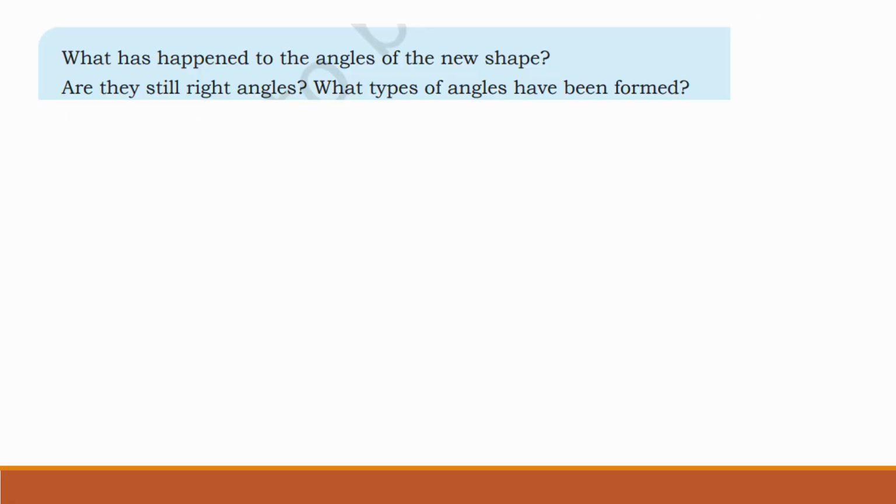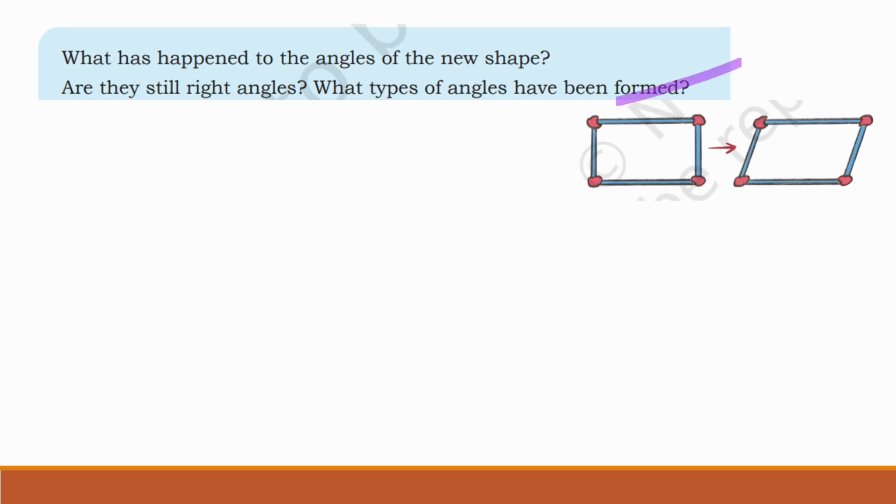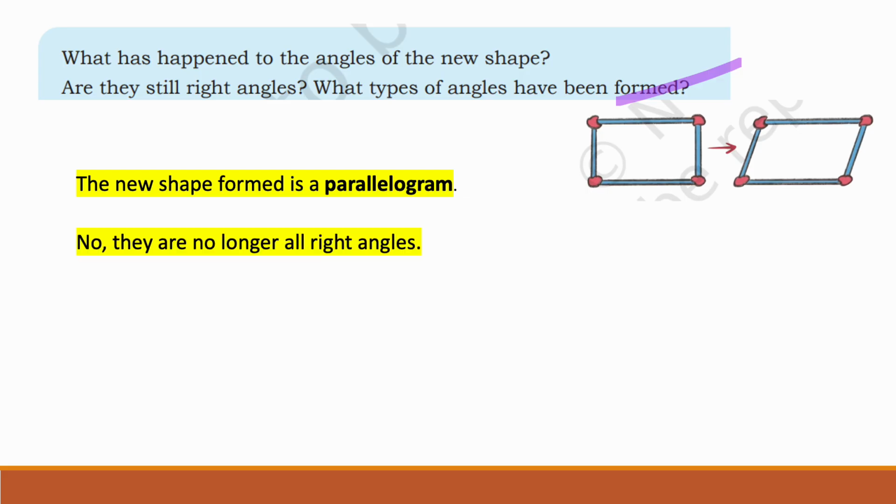What has happened to the angles of the new shape? Are they still right angles? What type of angles have been formed? See, when you push gently on one of its sides, the rectangle changes to this shape. This shape is a parallelogram. So, are they still right angles? No, they are no longer right angles.